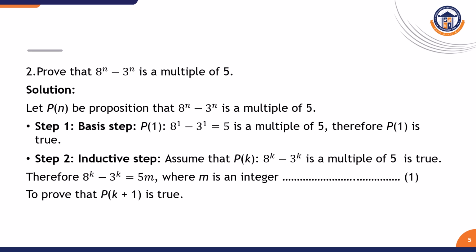Step 2, the inductive step. Here we are going to assume P(k) is true. Assuming P(k) is true means that in P(n) we replace n by k. So P(k) is: 8 to the power k minus 3 to the power k is a multiple of 5. That is in words. Now we write the notation form. A multiple of 5 means we can write it as 5 times m, or 5 times n, this is our choice, but here m is an integer. So we can write 8 to the power k minus 3 to the power k is equal to 5m, where m is an integer. Using this, we are going to prove P(k+1) is true.